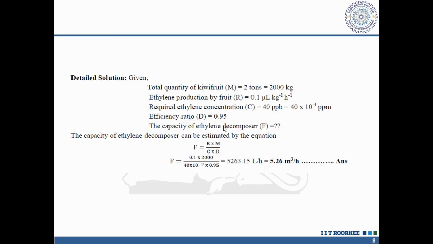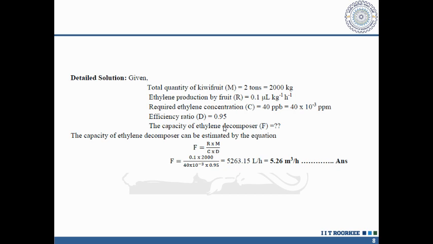Okay, so the detailed solution we have given. Total quantity of kiwi fruits we have is 2 tons, equal to 2000 kg. The ethylene production unit by fruits is 0.1 microliter per kg per hour. The required ethylene concentration is given as 40 ppb, so we will convert that into parts per billion: 40 into 10 raised to power 3. The efficiency ratio has been given as 0.95.